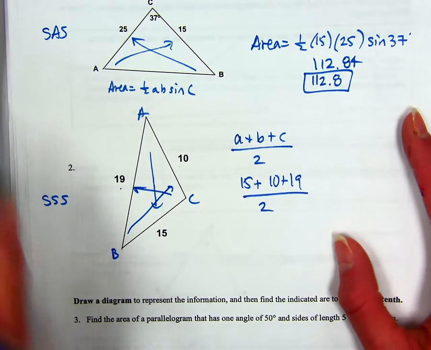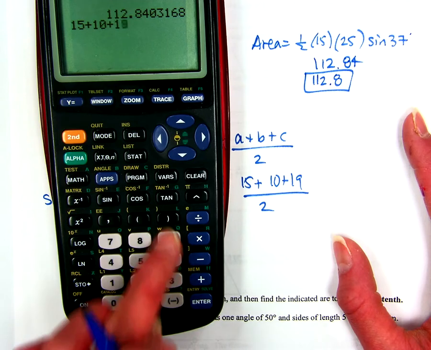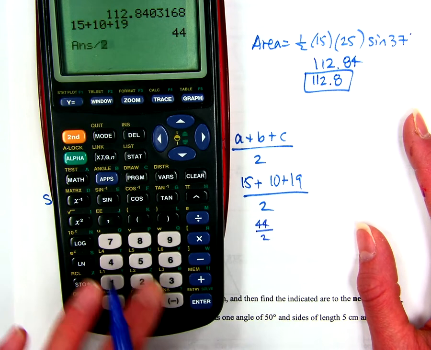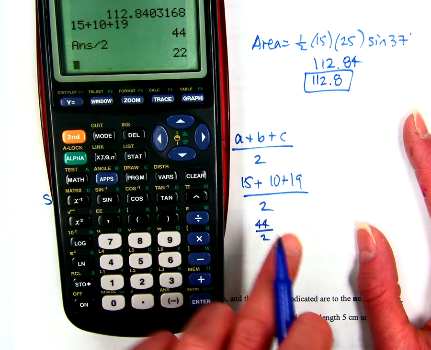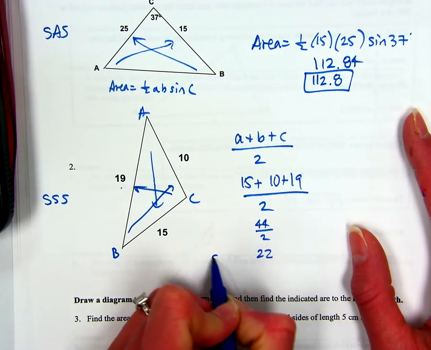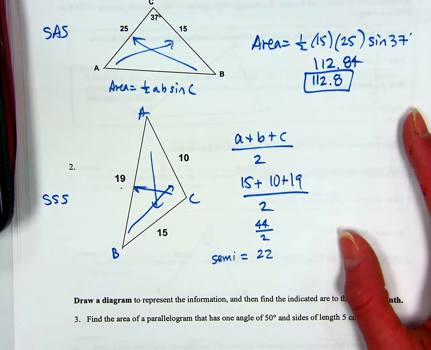So the semi-perimeter is just half of your perimeter. You guys already know what perimeter is: add up all the sides. That's 44 divided by 2. Make sure you hit enter for the numerator and then divide by 2. So my semi-perimeter is really 22.